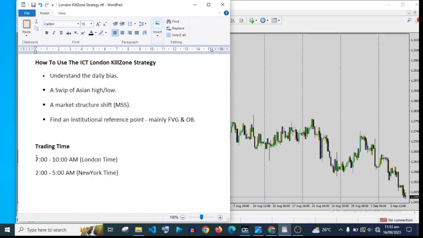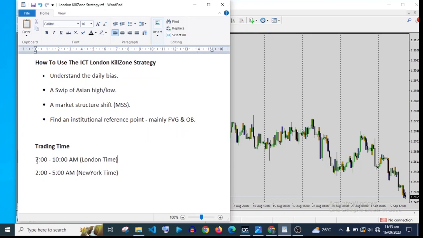But for us in Nigeria, the London time is the same thing with our time. So if it's 7 a.m. to 10 a.m. London time, then it's exactly the same with us in Nigeria here. So if you're elsewhere, you can go to Google and convert this New York time to your own time zone, and you'll be able to find the right time for you to take the trade.